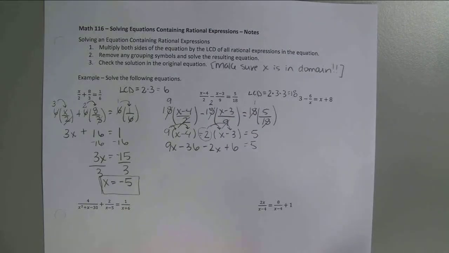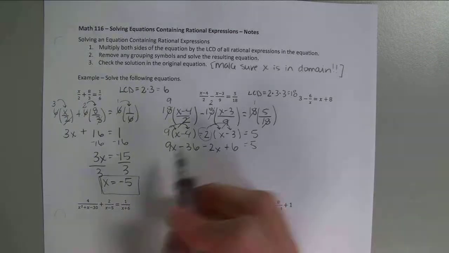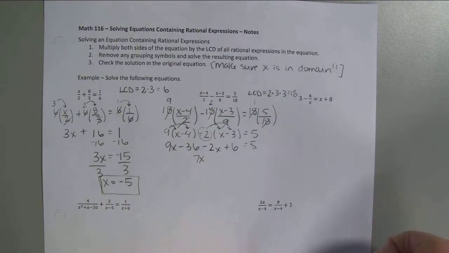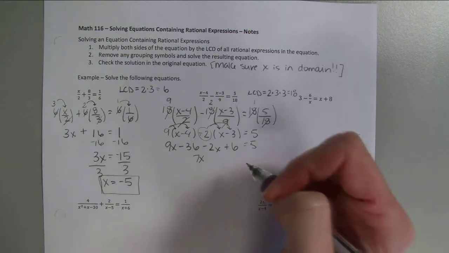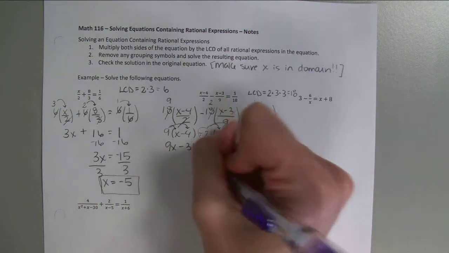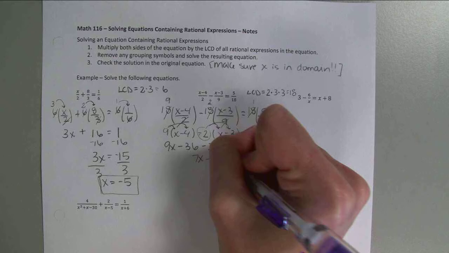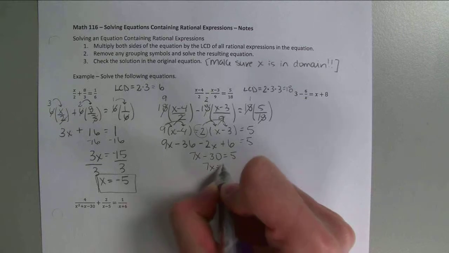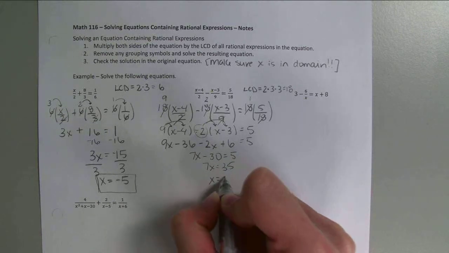Gather like terms on the left before you start moving things around. So what's 9x subtract 2x? 7x, right? What's a negative 36 plus 6? You got it, negative 30, equals 5. At that point, what are we going to do? Add the 30 over and then divide by 7. So 7x equals 35, or x equals 5.